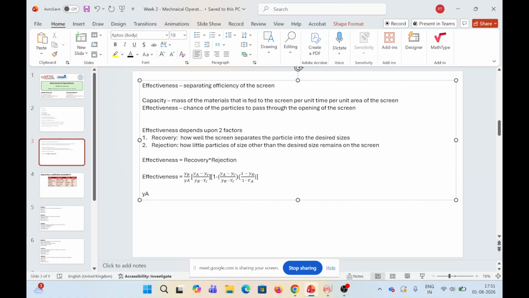So here YA is nothing but the mass fraction of the feed. YB is the mass fraction of the product, and YC is the mass fraction of the reject. So reject is nothing but how much amount of the particles are present other than the desired shape and size. So this is how you define the effectiveness of the screen.